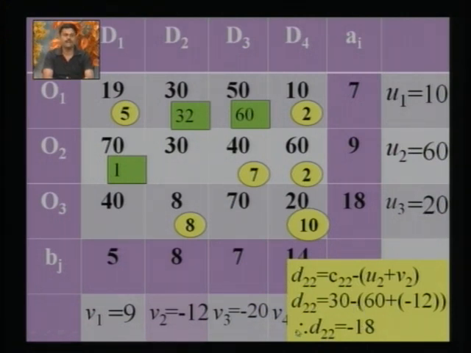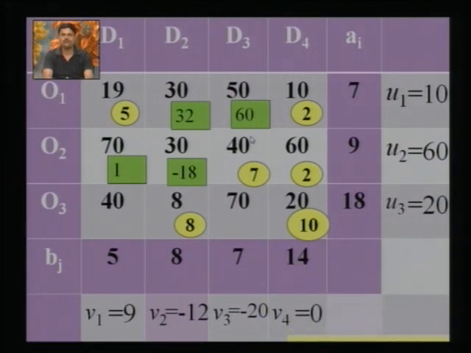So remember, we are now getting a negative cost value, minus 18 here. This is the negative cost value. So far we were getting only positive values. The next step remains to calculate only these opportunity costs.